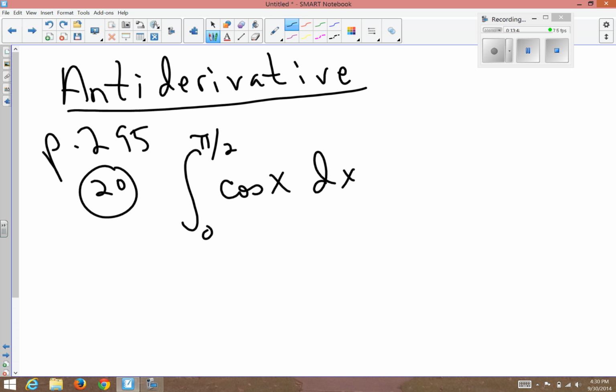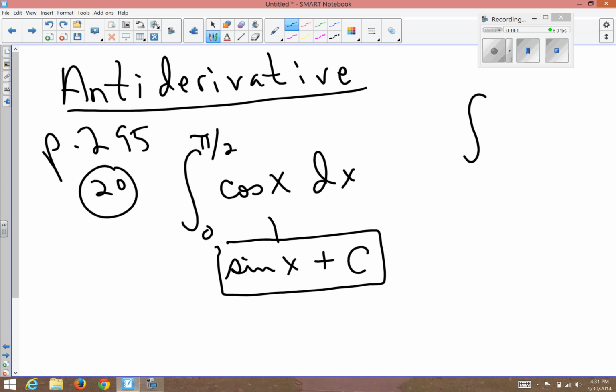From now on, when we write this symbol, we can either say integral, as I've been saying, or we can say antiderivative. You'll understand why eventually. So the antiderivative of cosine x dx is sine x plus c. When we say the antiderivative, we mean the derivative of this is the integrand. And the c represents any constant.